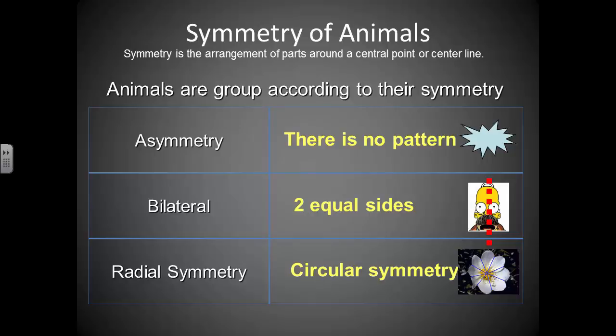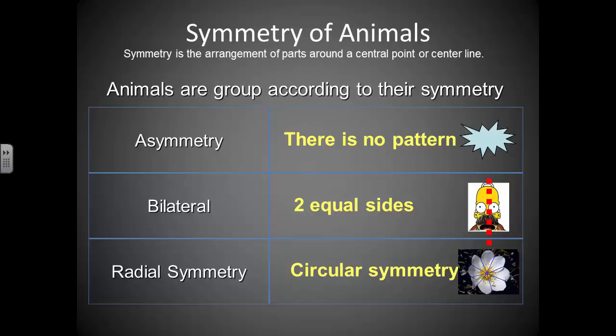Like this flower. It has circular symmetry. It has radial symmetry. The petals are organized in a circular way. I could draw a line straight up and down, or left to right, or diagonal, and all of those lines would split it into equal parts. It's kind of like spokes on a wheel. That's circular radial symmetry.